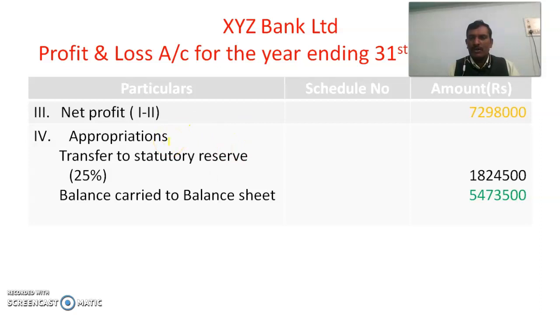Even though no information was given regarding the statutory reserve, we have to transfer 25% of the net profit to the statutory reserve. It is mandatory as per the Reserve Bank of India guidelines. So here 25% of 72,98,000 will become 18,24,500, and now we have to subtract this transfer to statutory reserve from the net profit. Then we will get 54,73,500, which is called the balance carried to balance sheet.